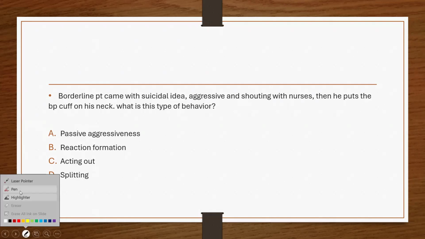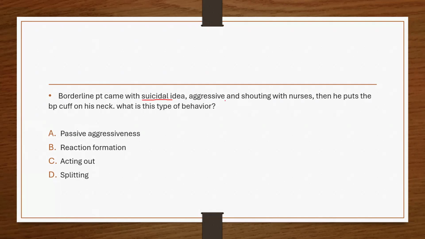Okay, the next one. A borderline patient came with suicidal ideas, aggressive and shouting at nurses. Then he puts the BP cuff on his neck. What is this type of behavior? A. Passive aggressiveness. B. Reaction formation. C. Acting out. D. Splitting. Borderline patient means a patient with a borderline personality.